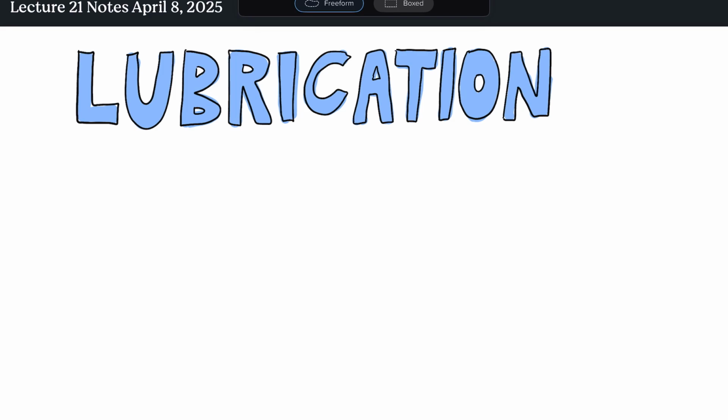Today we are talking about an important aspect of bearings, both rolling element bearings and journal bearings, and that is lubrication. So the object of any lubricant is to reduce friction, wear, and heating of parts that are moving relative to one another.